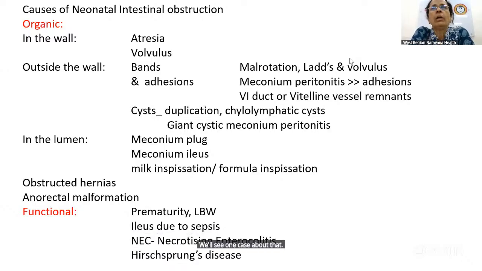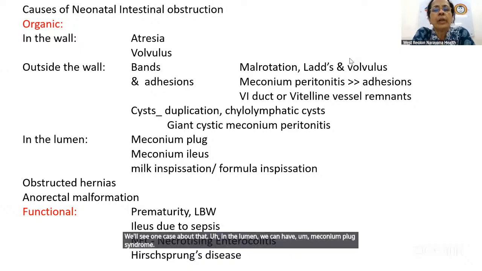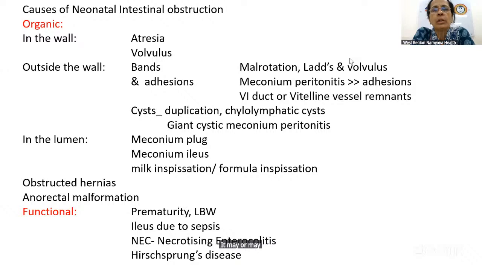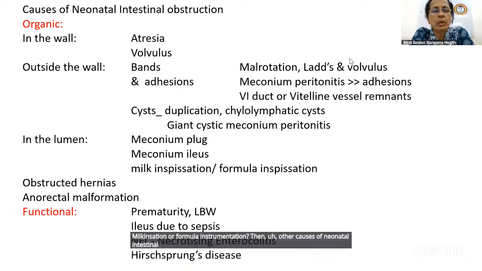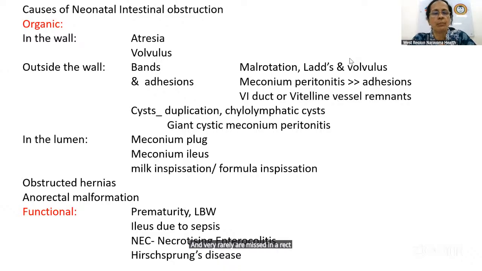In the lumen, we can have meconium plug syndrome. It may or may not be associated with cystic fibrosis. Meconium ileus, where there is obturation of meconium in the terminal ileum. Milk inspissation or formula inspissation. Then other causes of neonatal intestinal obstructions are obstructed hernias and very rarely a missed anorectal malformation.